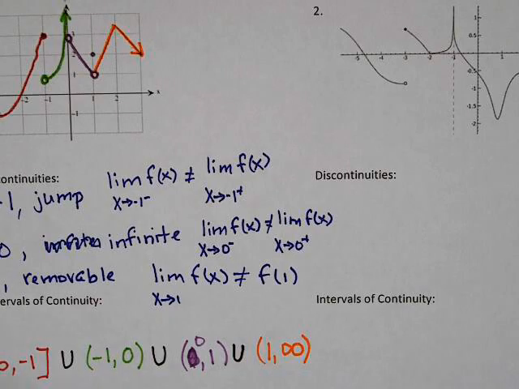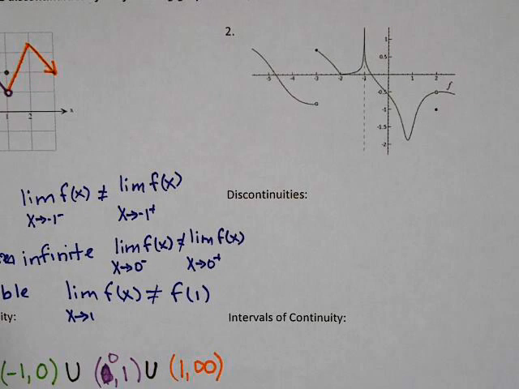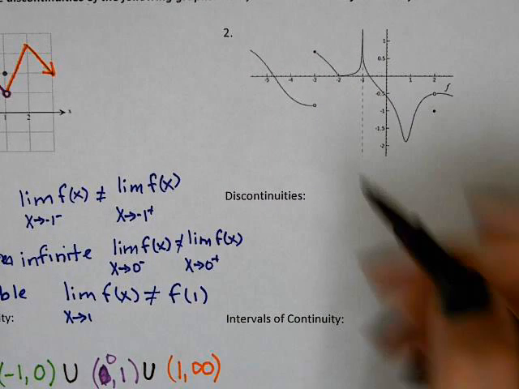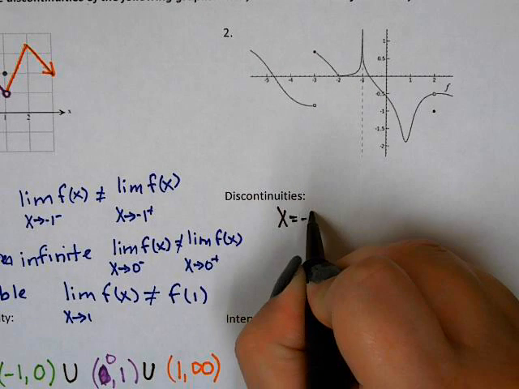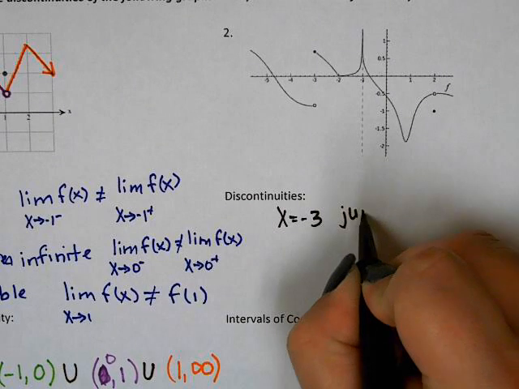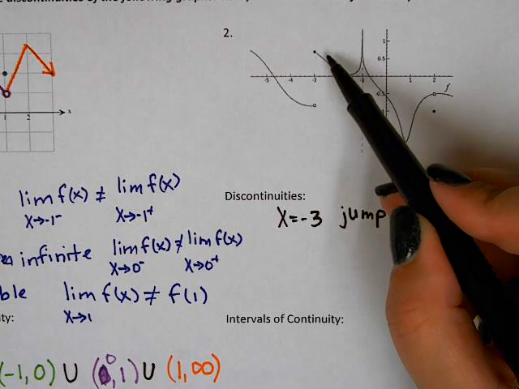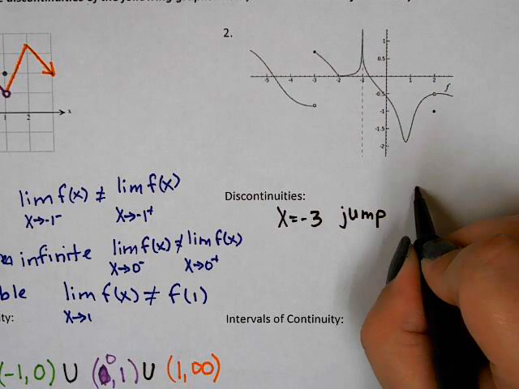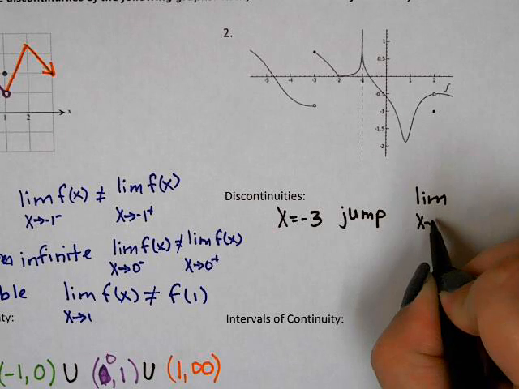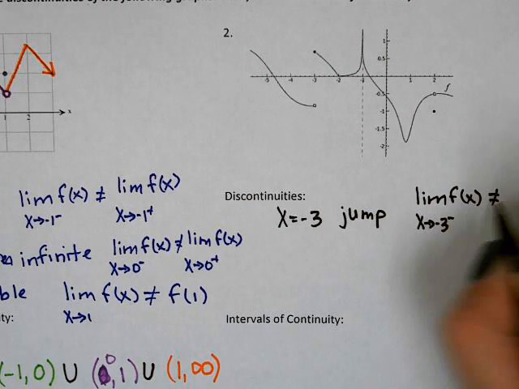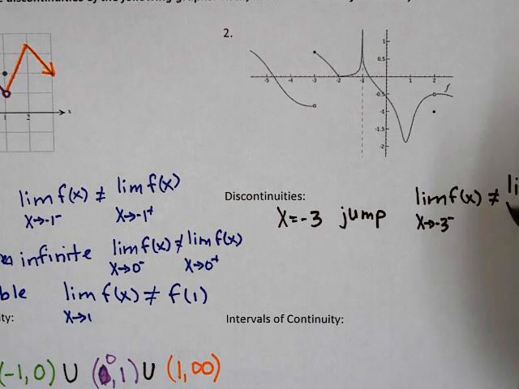All right, so for this next one, when we look for these discontinuities, the first place that I see a problem is at -3. So at x equals -3, I see a jump, which means the limit as we approach from the left does not equal the limit as we approach from the right. So the limit as x approaches -3 from the left of f of x does not equal the limit as x approaches -3 from the right of f of x.